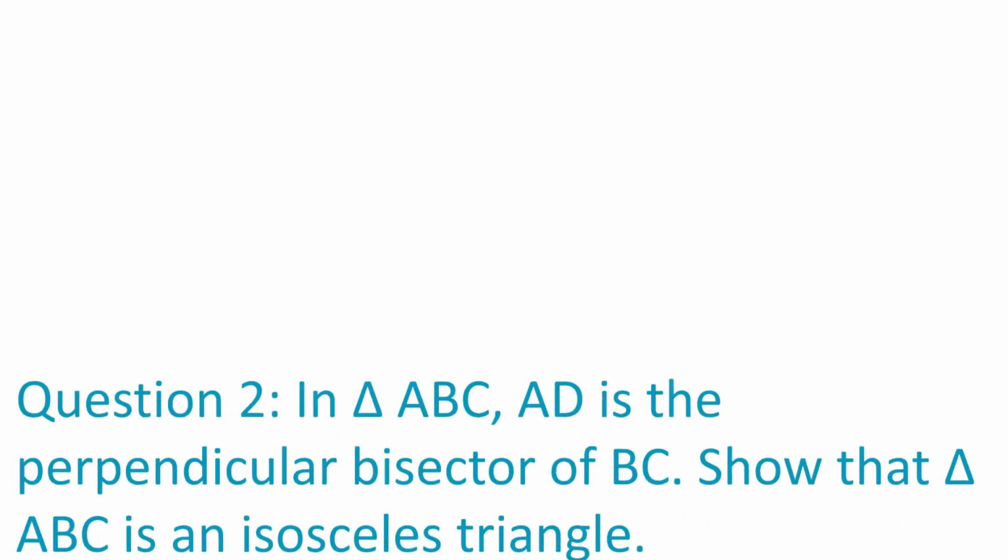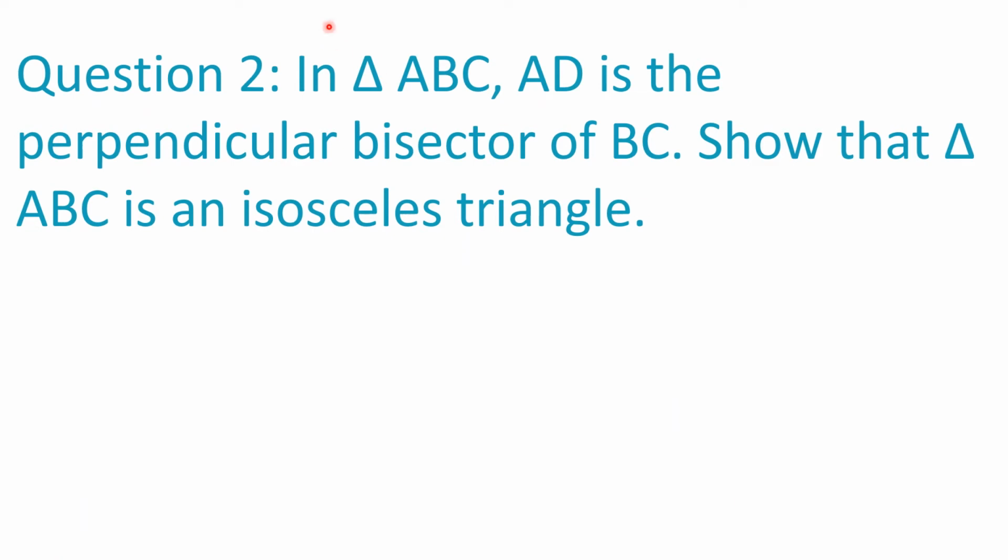Moving on to the next question. It is given in triangle ABC, AD is the perpendicular bisector of BC. Here in the figure, triangle ABC, AD is the perpendicular bisector.